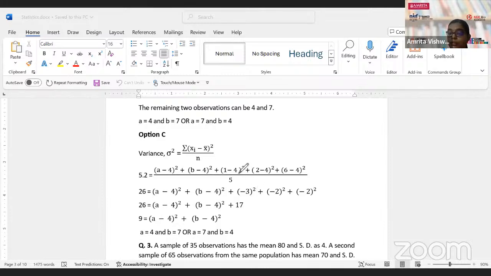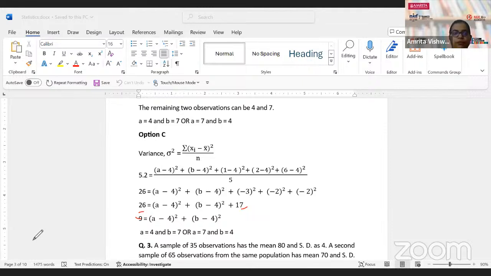It becomes 4 minus 1, that is minus 3. Here it becomes minus 2, and here also it becomes minus 2. So this is totally 17, there is 26, so you'll get the value as 9. So here a minus 4 whole square plus b minus 4 whole square equal to 9. In this case also, you'll get the values of a and b as 4 and 7.